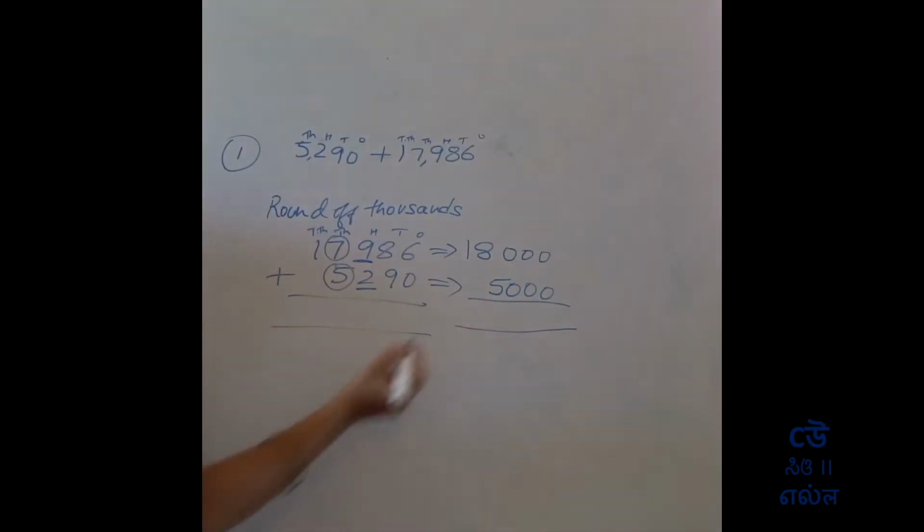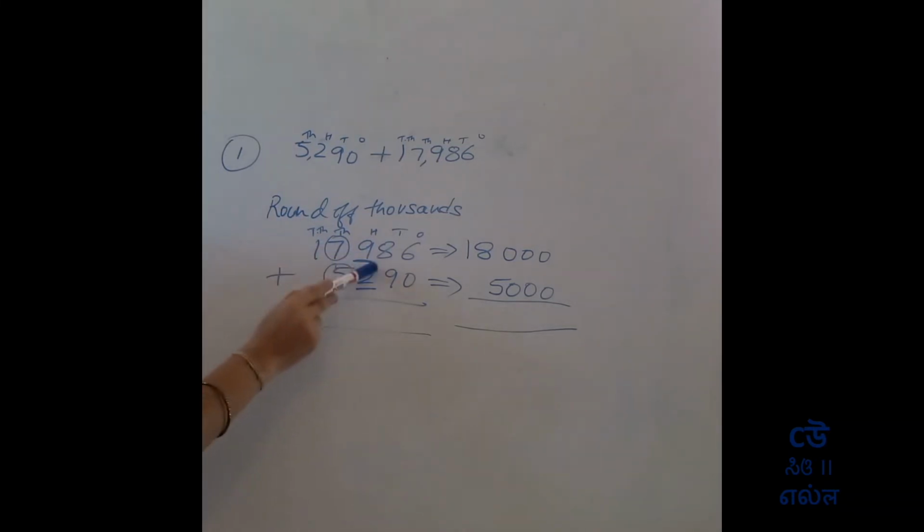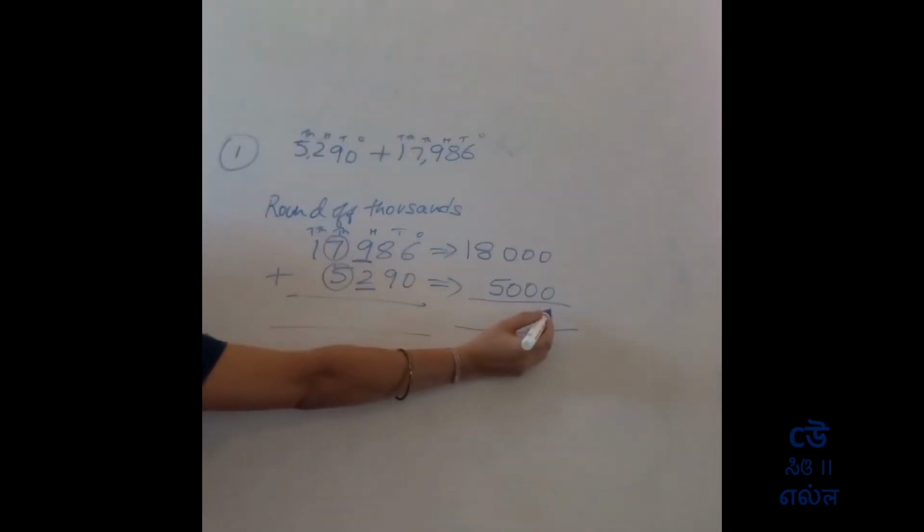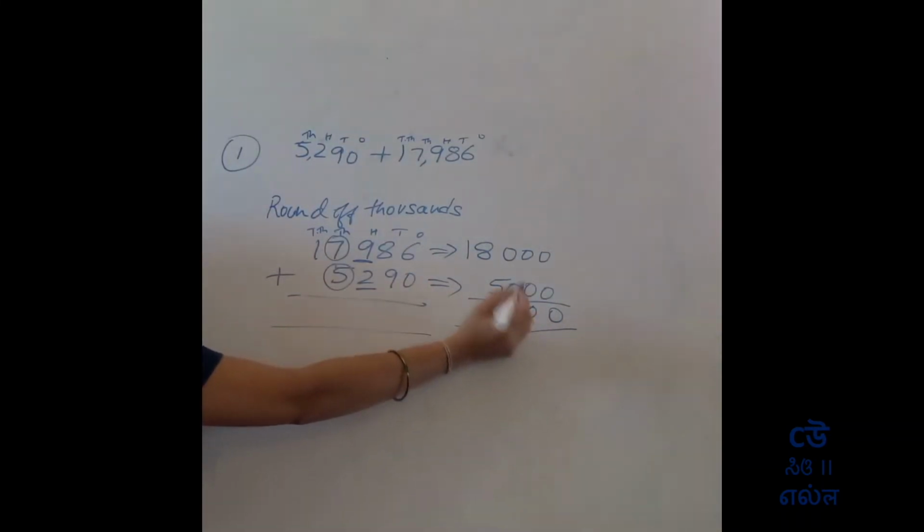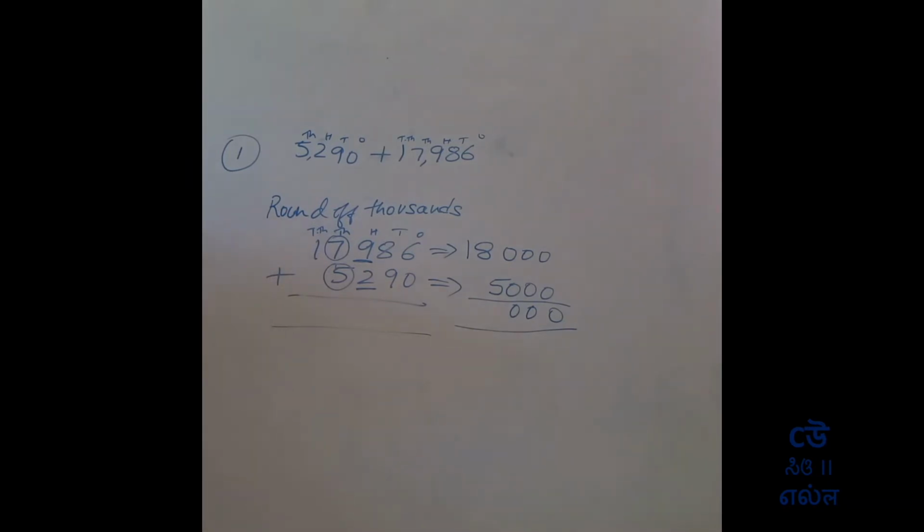Understood, children? How did I do it? Consider the thousands place value and consider the hundreds place value. See whether the hundreds place value is less than or greater than 5. Here it's greater than 5, so increase the circled number. We'll have 8, and the rest of the numbers we'll write as 0. Next, the second number, consider 2. 2 is less than 5, so no change in the circled number. Next, 0 plus 0 is 0, and 8 plus 5 is 13.